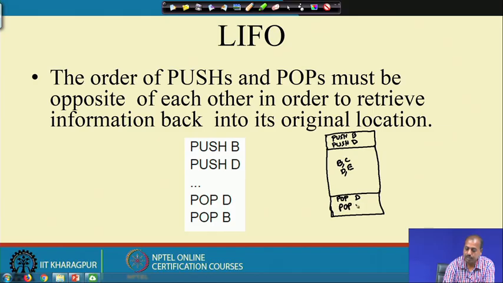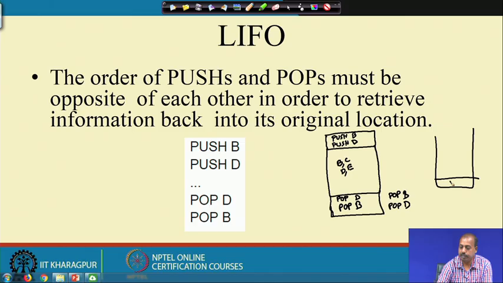If we by mistake write first pop B and then pop D, then the content will be reversed, isn't it? Because in the stack we have saved the B register first and then the D register. So while popping out, I should pop out the D register first, then the B register. The order in which you have pushed into the stack, while popping out you should do it in the reverse order. That is why it is called a last in first out structure or LIFO structure.